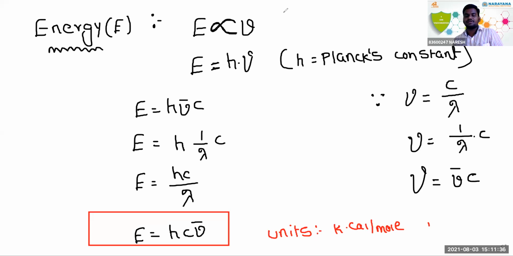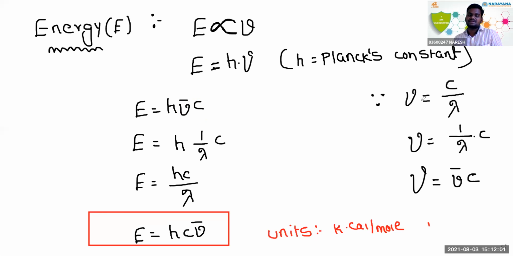Once again, listen carefully. Energy of a light is directly proportional to the frequency of light. E is proportional to nu. So from that, E is equal to h nu. Here h is called Planck's constant. Now here, how to write this remaining nu bar into C? Come to here once.